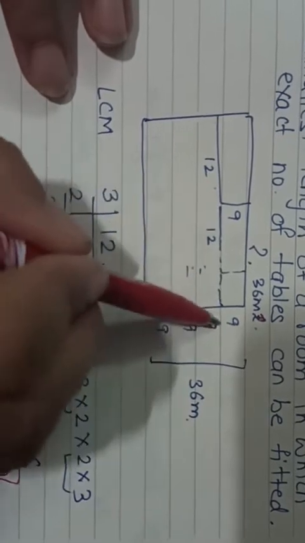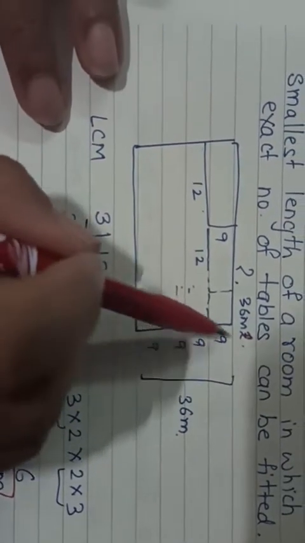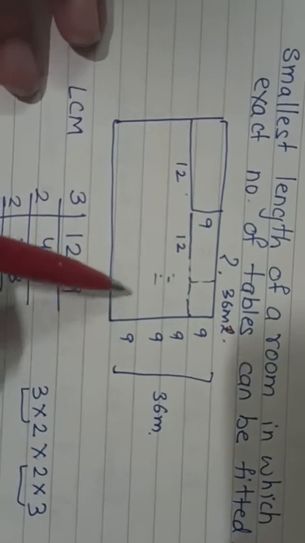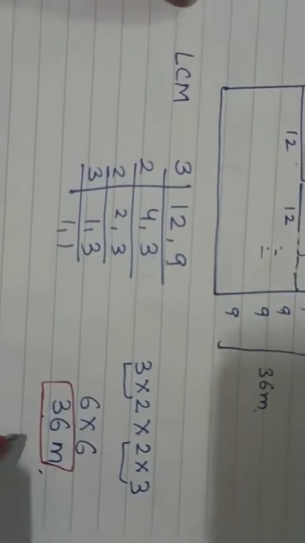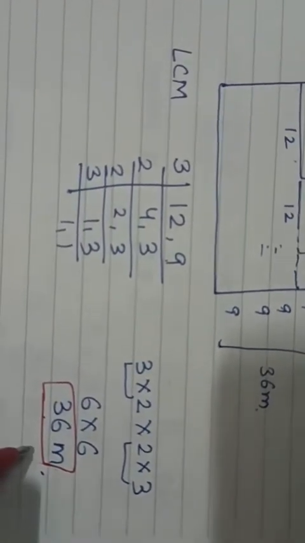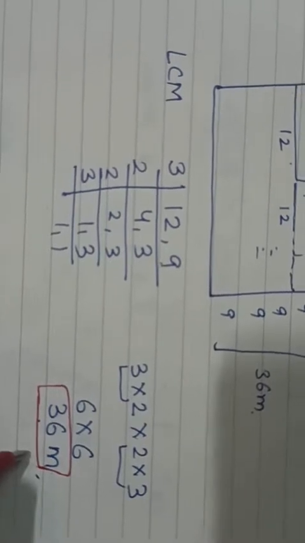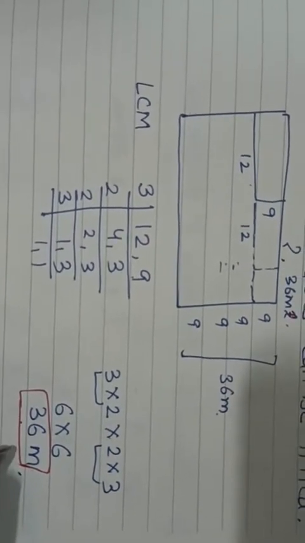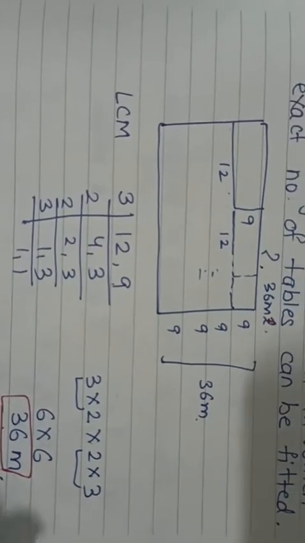So 3 desks will come exactly inside that room. In case it is 9, then 4 desks, 9 4s are 36. So 4 desks of 9 meter length will exactly fit in this. So 36 meter is the smallest length of the room in which an exact number of tables can be fitted. So in this room, these tables will fit exactly with no extra space left inside.